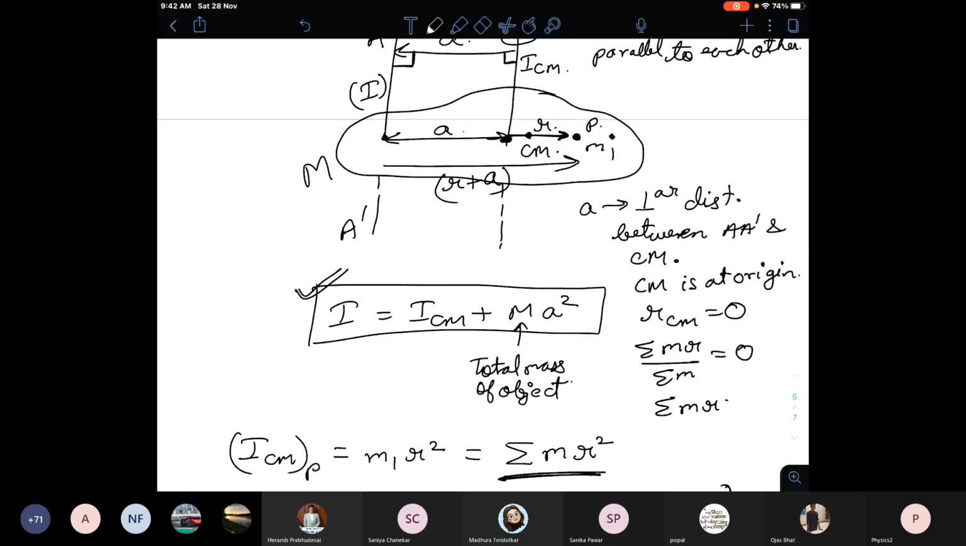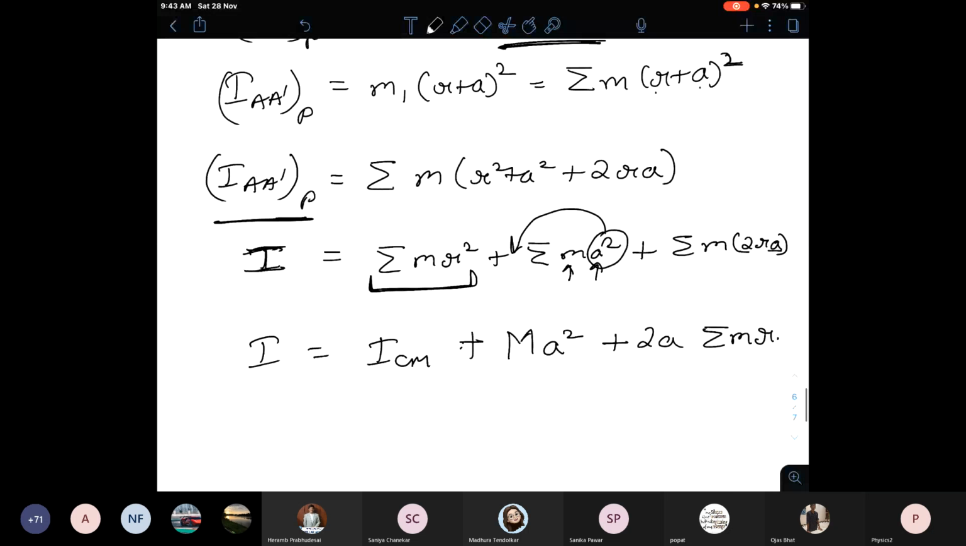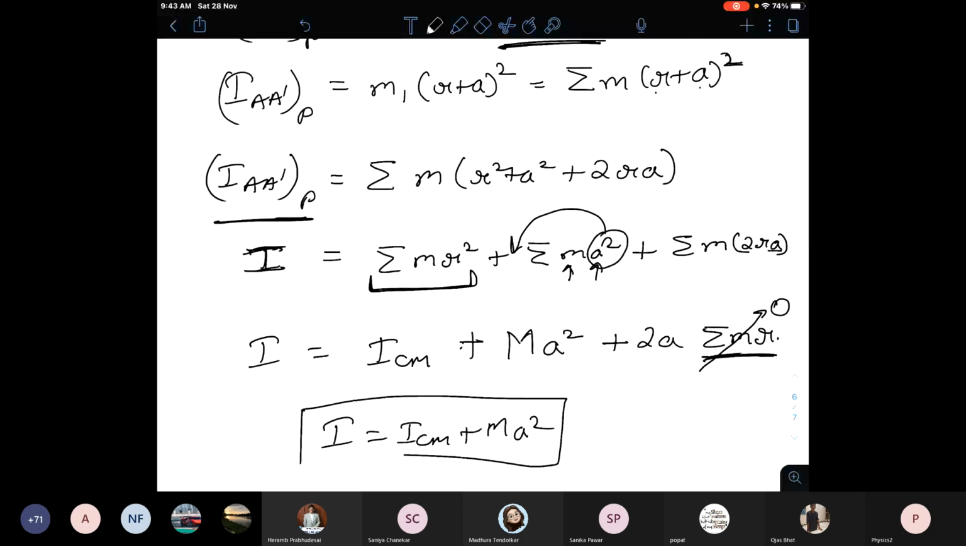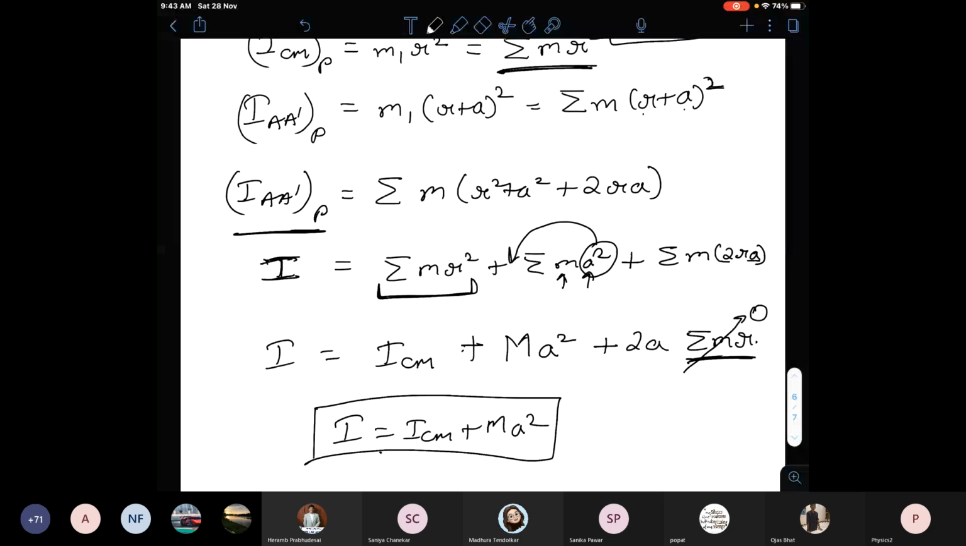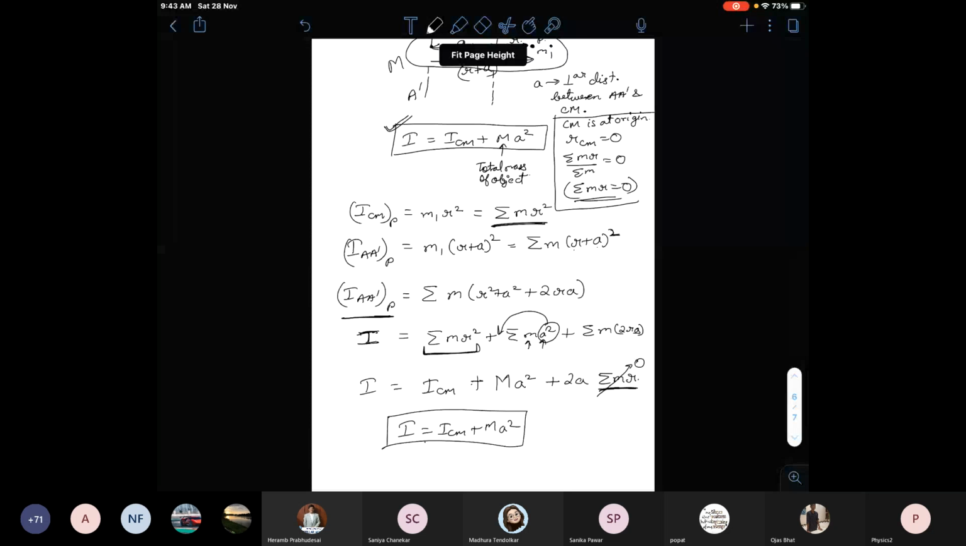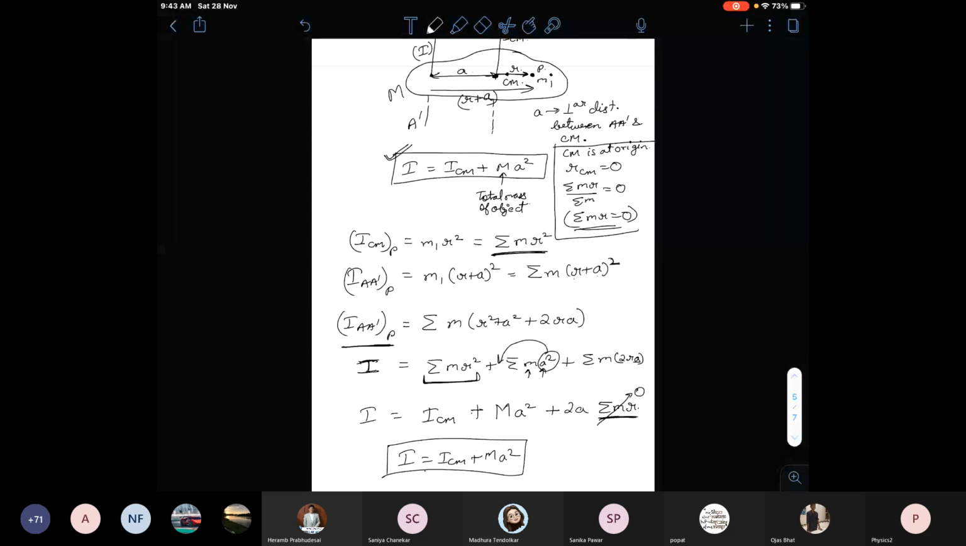This is just a part used in the derivation. Since this summation mr is becoming 0, this term is becoming 0, and the net result I am left with is ICM plus MA square. This is the parallel axis theorem. This is a small derivation of the parallel axis theorem.